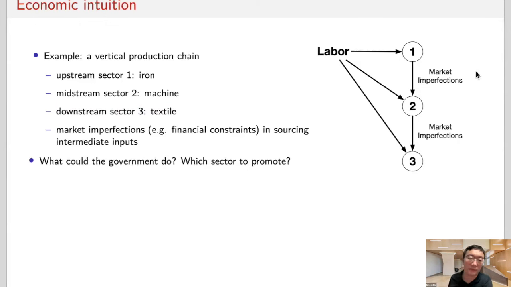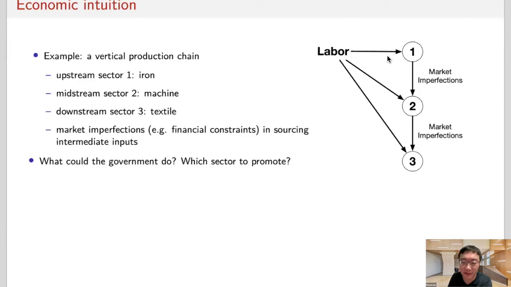Now, suppose there are some market imperfections along these intermediate transactions. Think of the market imperfections as financial constraints, but you can microfound them using contracting frictions or markups and so on. That is, the textile producers would like to buy more machines given the prevailing market price, but they couldn't because of some financial wedge. So they're using an inefficiently low number of machines per unit of production. And let's suppose the machine producers would like to buy more iron, but they're also financially constrained in doing so.